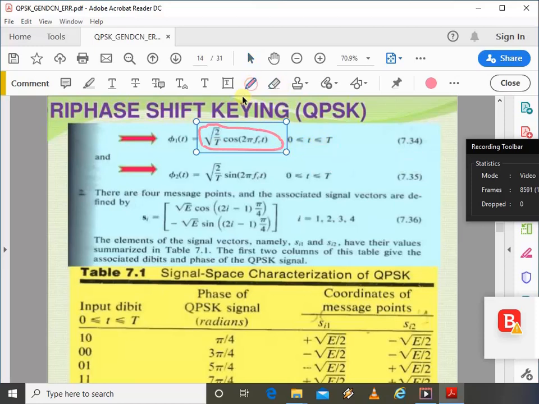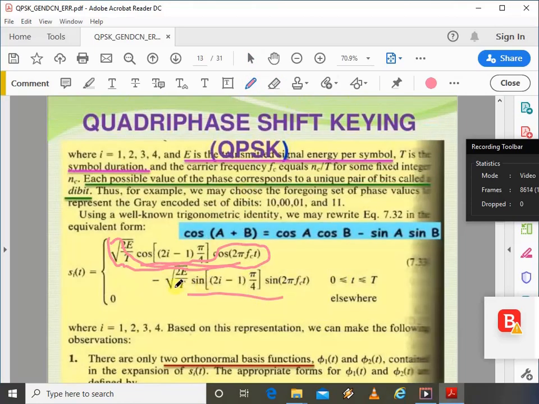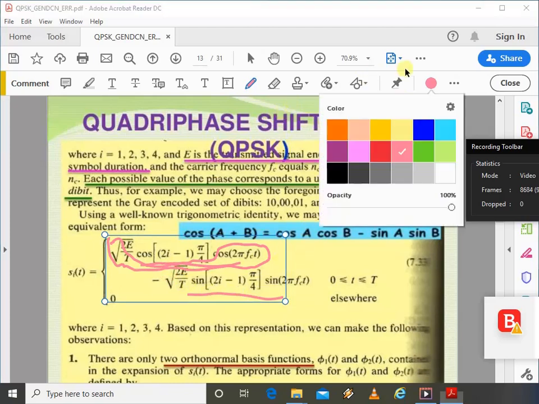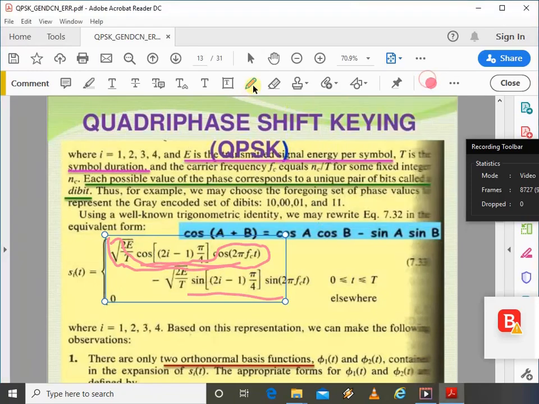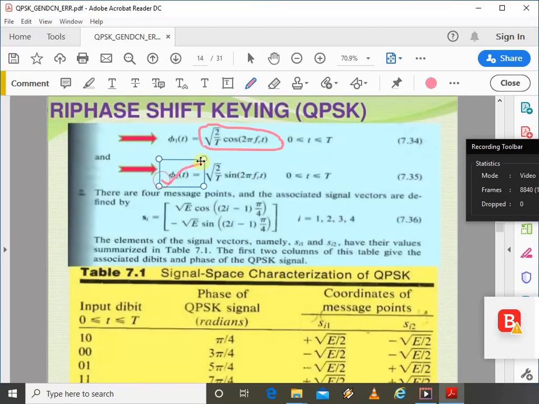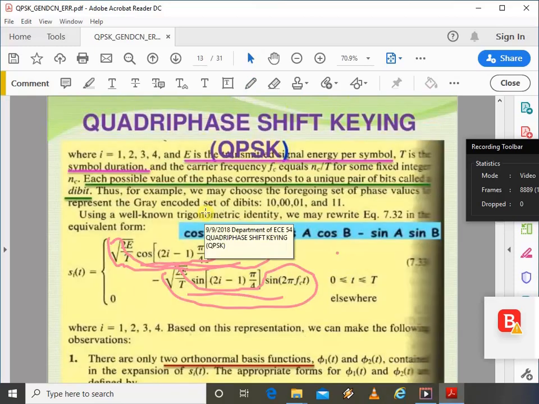Okay. And the second orthonormal basis function will be from the second term, that is the sin term, square root of 2 by T sine of 2 pi fc t. So the second basis function I have written here. Okay. Once you know phi 1 and phi 2, now you can express this signal Si of t in terms of the basis functions.